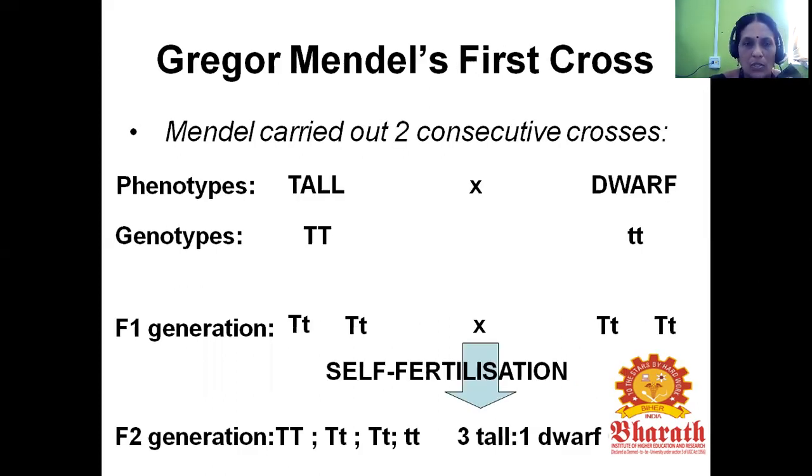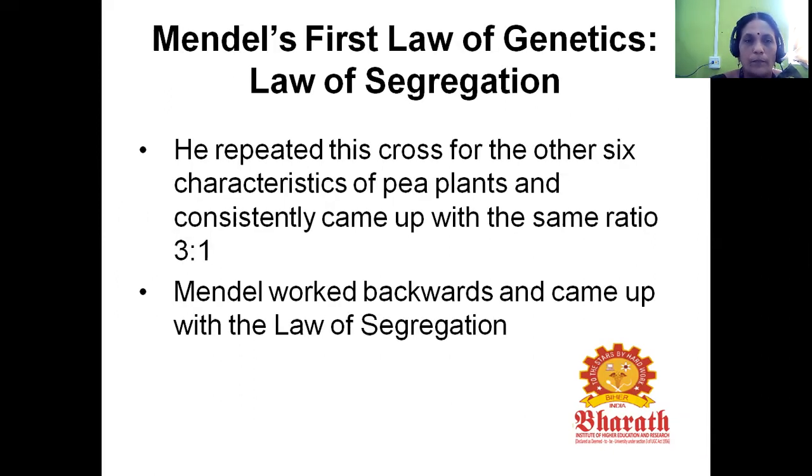So Gregor Mendel's first cross: Mendel carried out two consecutive crosses. The phenotypes are tall and dwarf. The genotypes are capital T for tall and small t for dwarf. The F1 generation has capital T small t, which is crossed with capital T small t, and they undergo self-fertilization. The F2 generation has three tall plants, capital T small t, then one dwarf plant having the genotype small t small t.